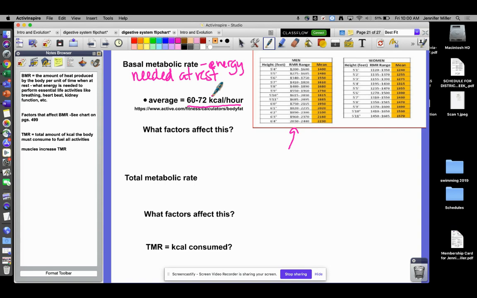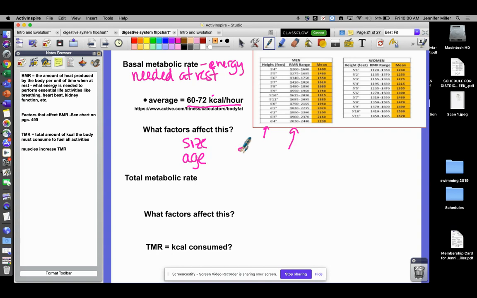So you can see here that definitely size. All right, that's why they have the different heights. Age can definitely affect this because our metabolism decreases as we get older. You guys are all young and your metabolism is very high, so you can basically eat what you want right now. So that's a good thing, but that metabolism will slow down eventually.